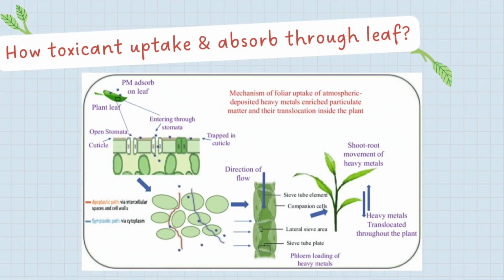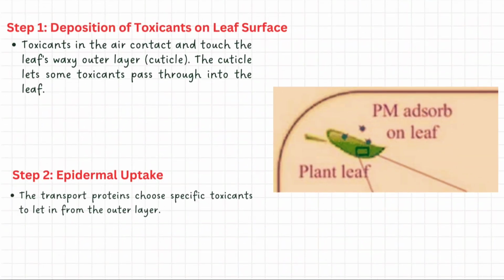Hi, I am Lawrence Bryan. I am Jesli Karen. We will talk about how toxicant is taken up and absorbed through the leaf. Step 1 is deposition of toxicant on the leaf surface. Toxicant in the air contacts and touches the leaf cuticle. The cuticle lets some toxicant pass through into the leaf.